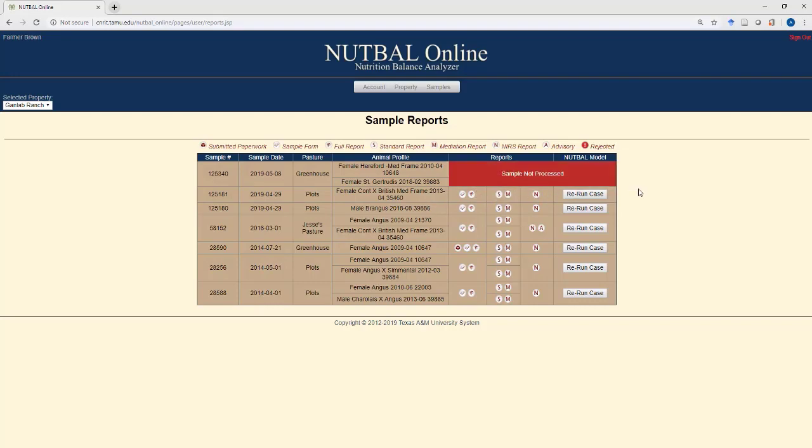There are a few more things going on this page, like this rerun case button. If you wanted to go back or needed to change any information on your sample description and rerun the NUTBAL performance model, you'd be able to do that here. So I'll be talking about that in our next tutorial.